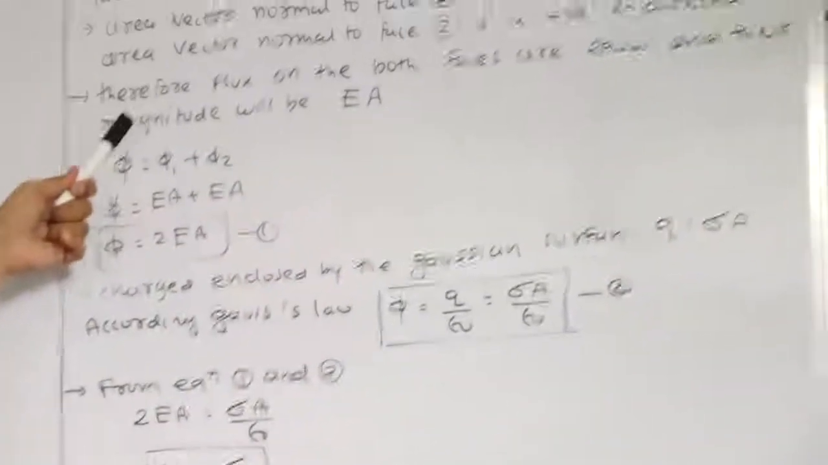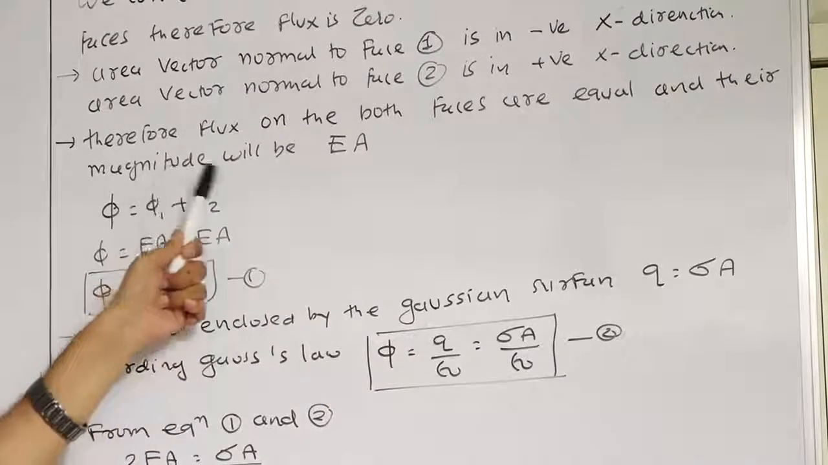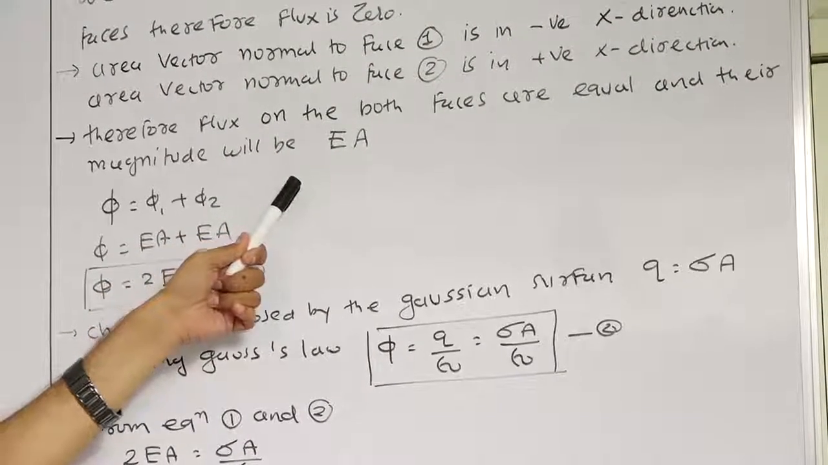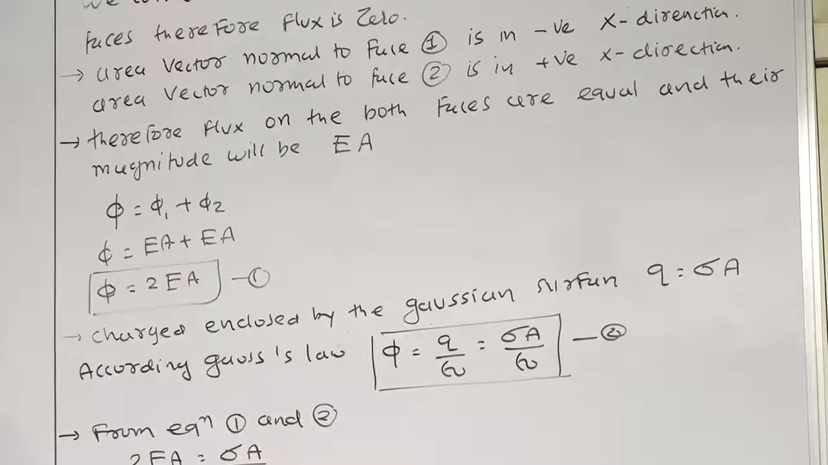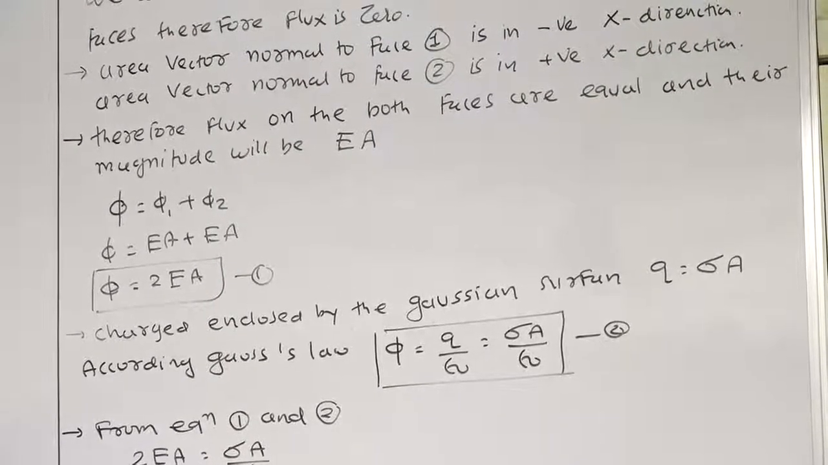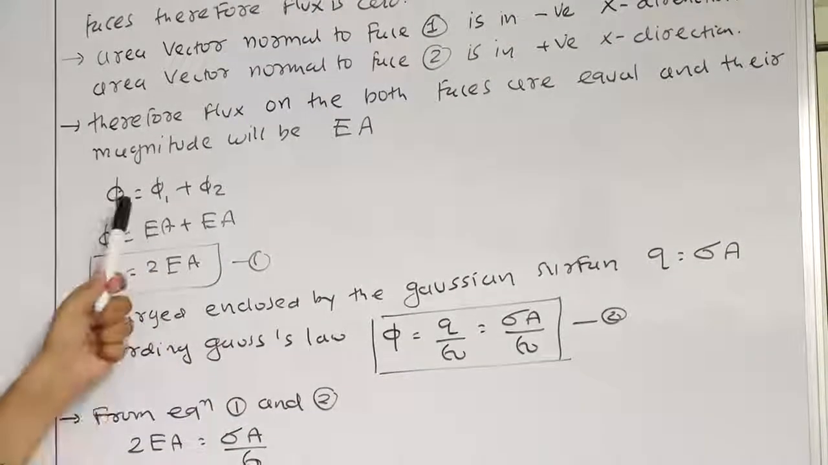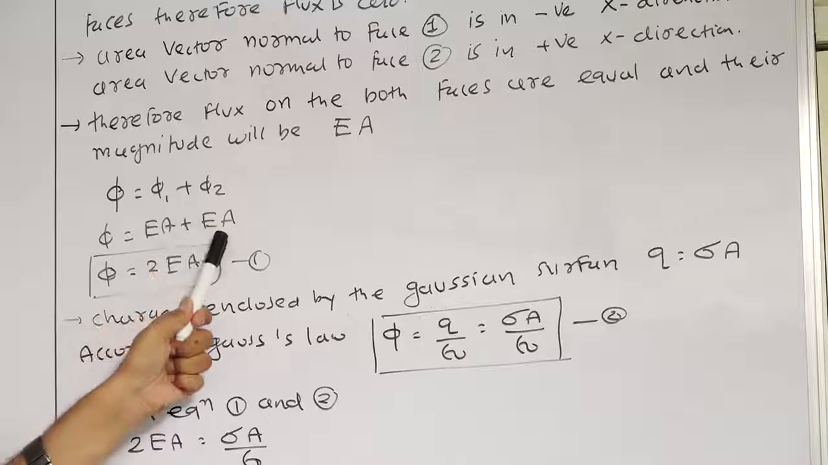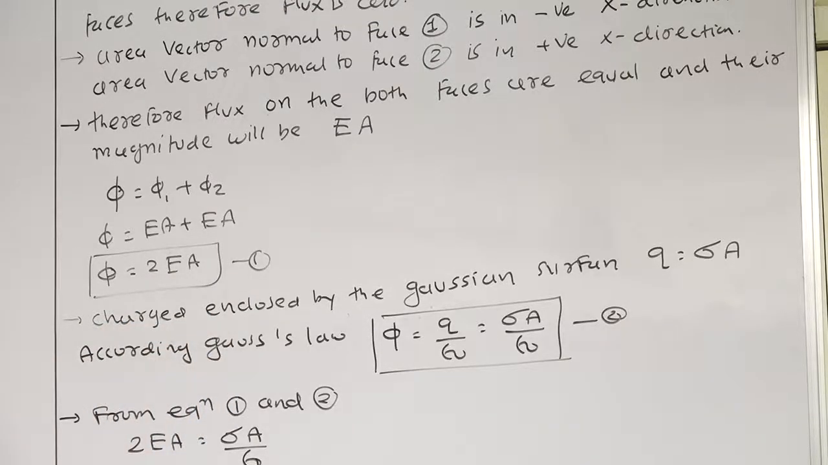Therefore the flux on both faces is equal, and their magnitude will be EA. So we can say that at face 1 the flux is EA. At face 2 the flux is also EA. They are equal in magnitude. Therefore the total flux phi is equal to phi 1 plus phi 2. Phi 1 is equal to EA, phi 2 is equal to EA. EA plus EA is 2EA. Equation number 1. Now the first flux calculation is completed.